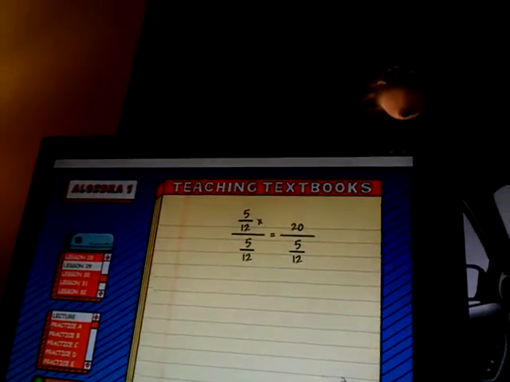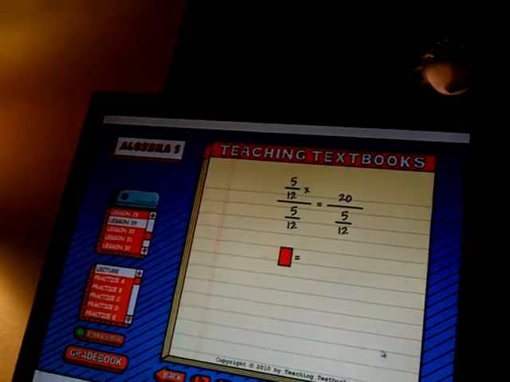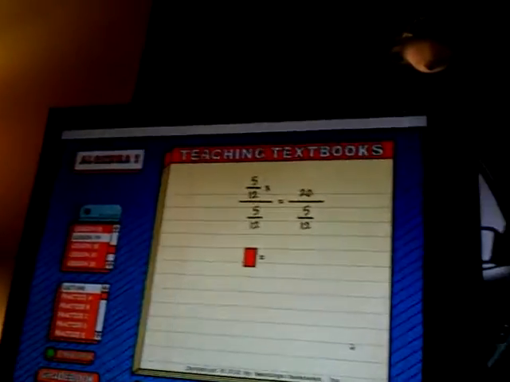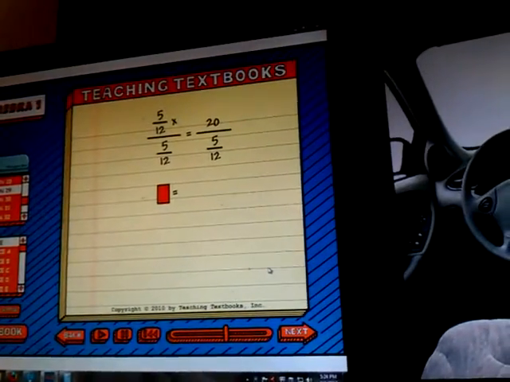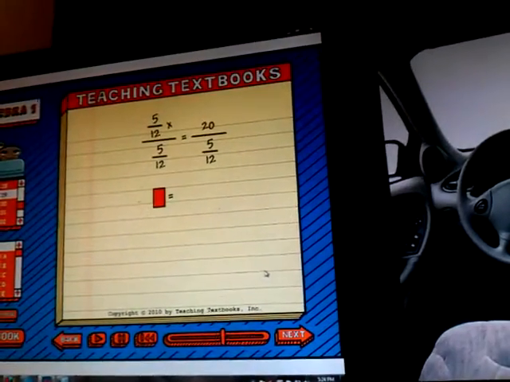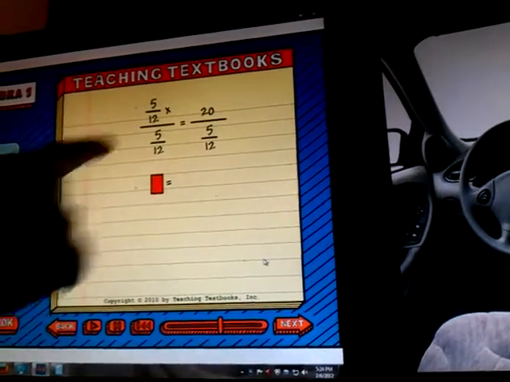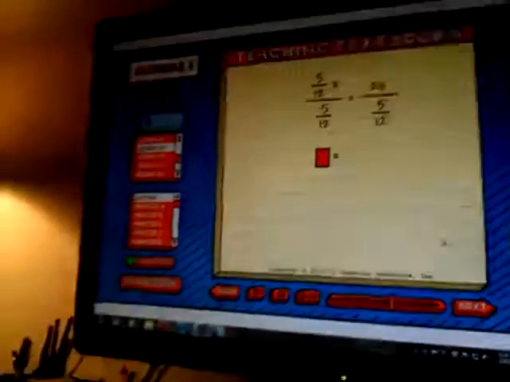What does the left side equal now? You have x times 5 twelfths divided by 5 twelfths, so it's just canceling them out. Zero? No, you still have the x left there. All you're doing is canceling those out, so you're just left with x.